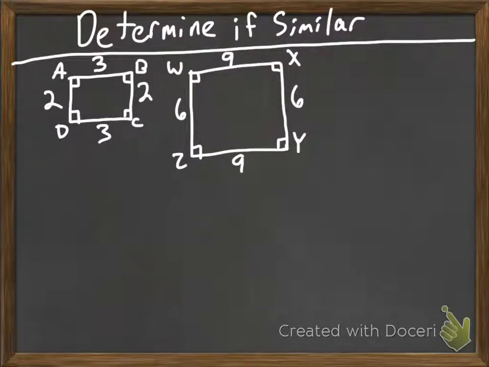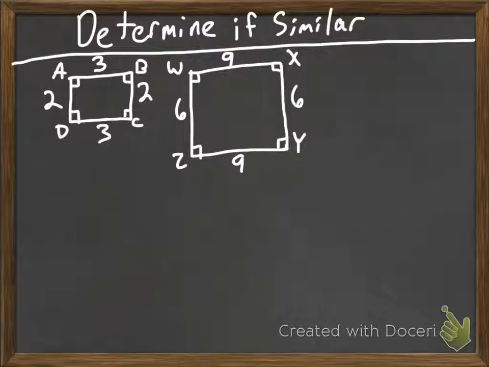Now what we're going to do is determine if these are similar, and then state the scale factor. To determine if they're similar, the first thing you should look at is the angles. Are all the angles congruent? Well, it looks like we have all our corresponding angles congruent. They're all right angles. That's pretty easy.